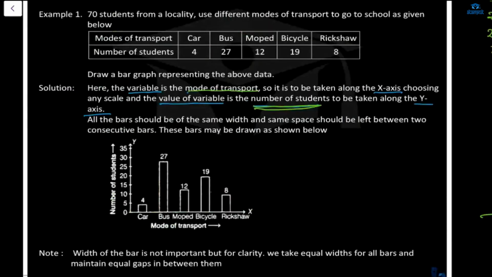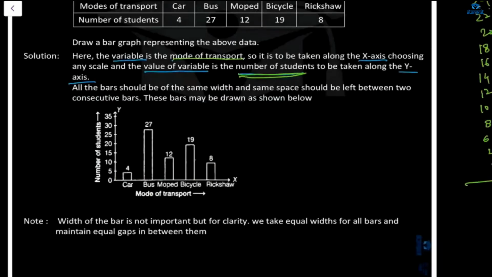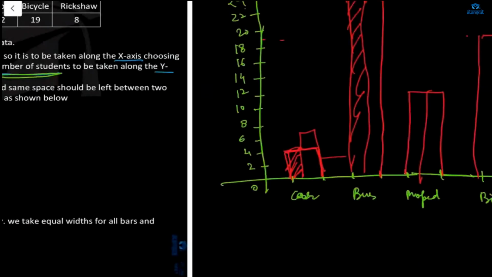The width of the bar is not important, but for clarity, yes, that is important. In fact this distance you can vary, but it doesn't look good. So that's why we keep the distance equal. In fact you can have less distance also if you have to plot so many quantities.